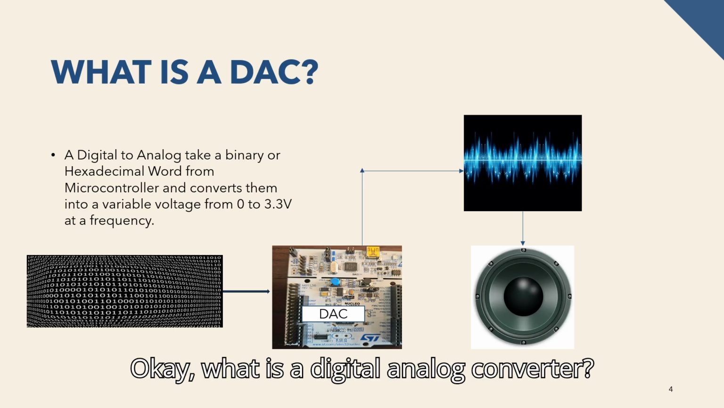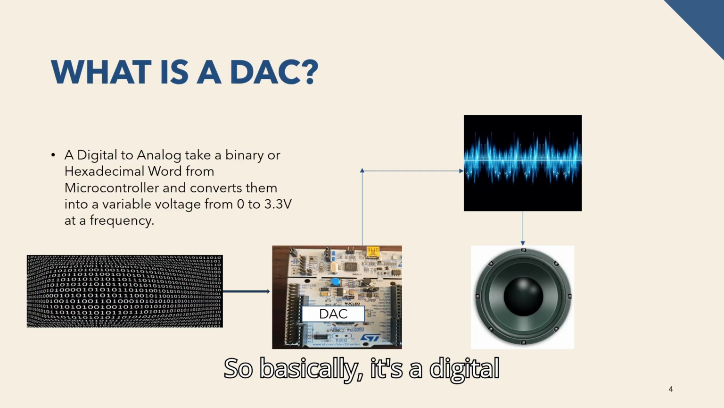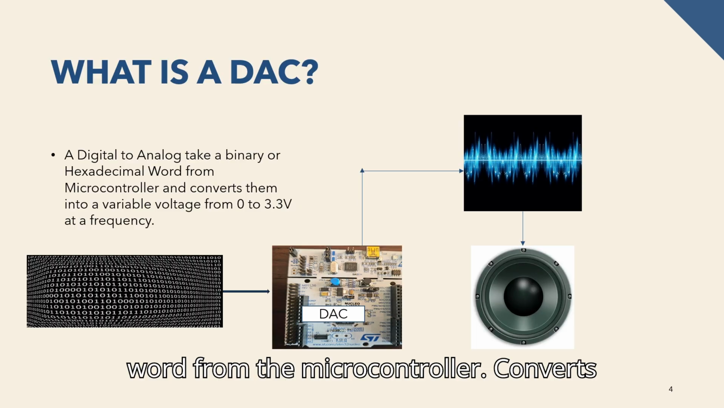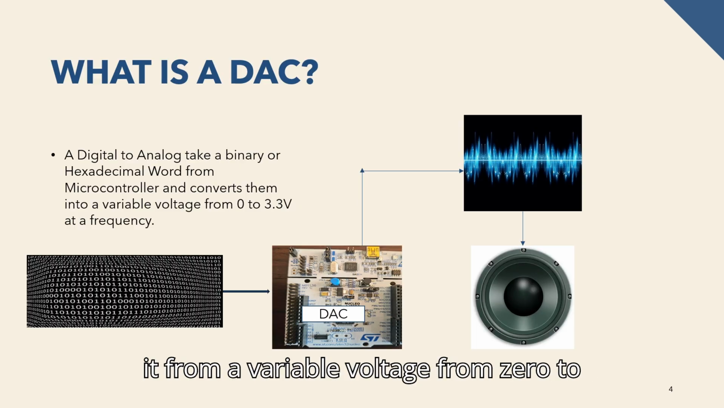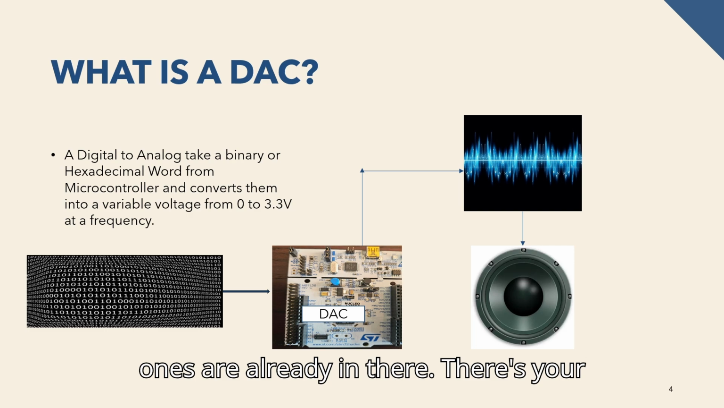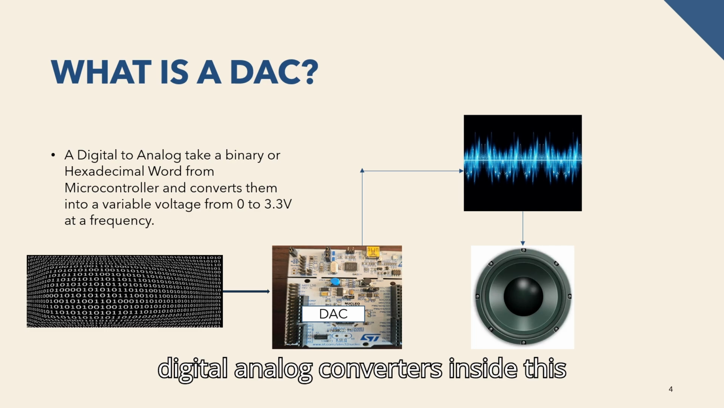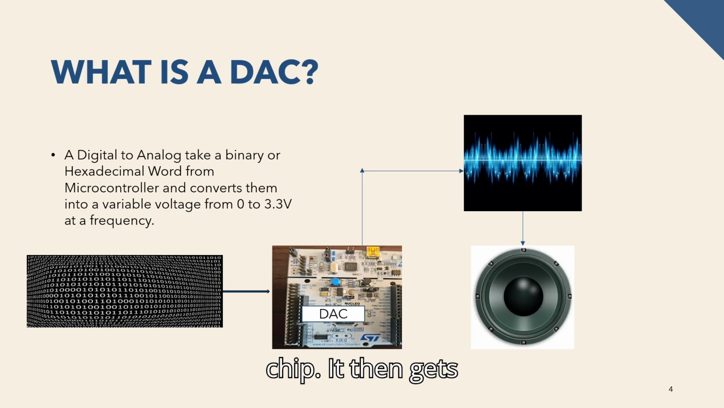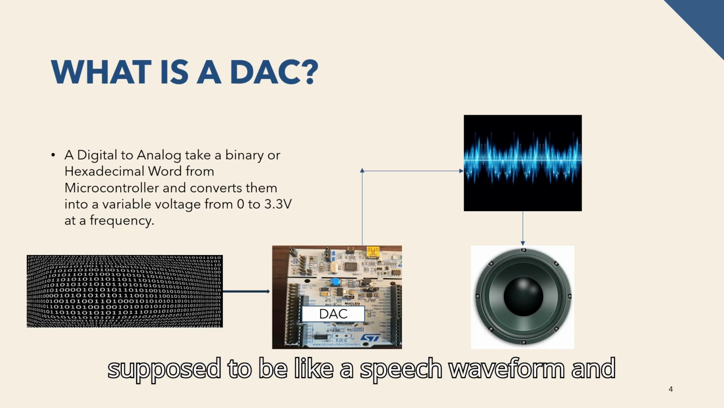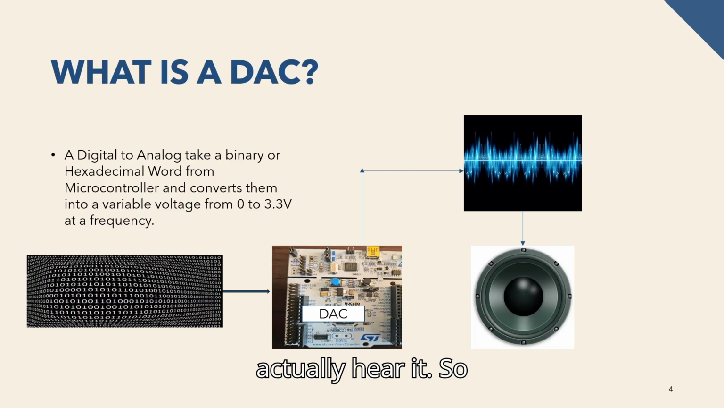Okay, what is a digital analog converter? Basically, it takes the binary and hexadecimal word from the microcontroller and converts it to a variable voltage from 0 to 3.3 volts at a frequency. So this is the ones coming in, the ones that are already in there. Your digital analog converter is inside this chip. You don't really see it, or you could put it onto a scope. This is supposed to be like a speech waveform, and it goes out your speaker so you can actually hear it.